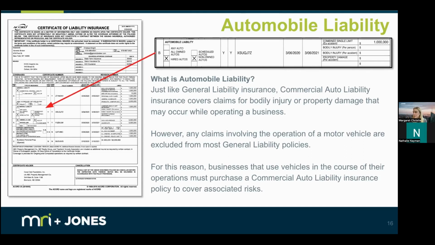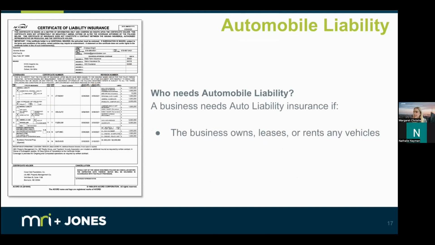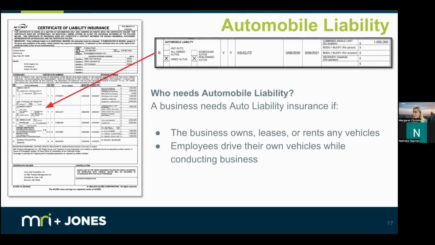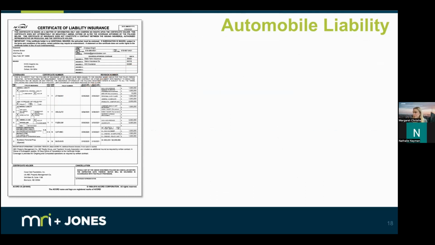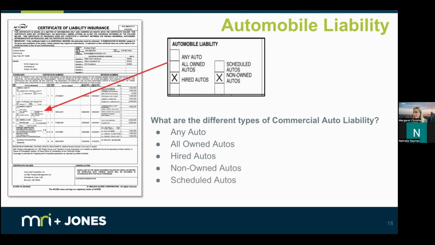Now we're going to talk about the different types of automobile liability that you're going to encounter on a COI. So who needs it? You're typically going to be requiring automobile liability if the business owns, leases, or rents any vehicles, or employees drive their own vehicles onto the property while conducting business. And you're going to find this right here. Our different types of automobile liability are any auto, all owned autos, hired autos, non-owned autos, and scheduled autos. We can see them right here.